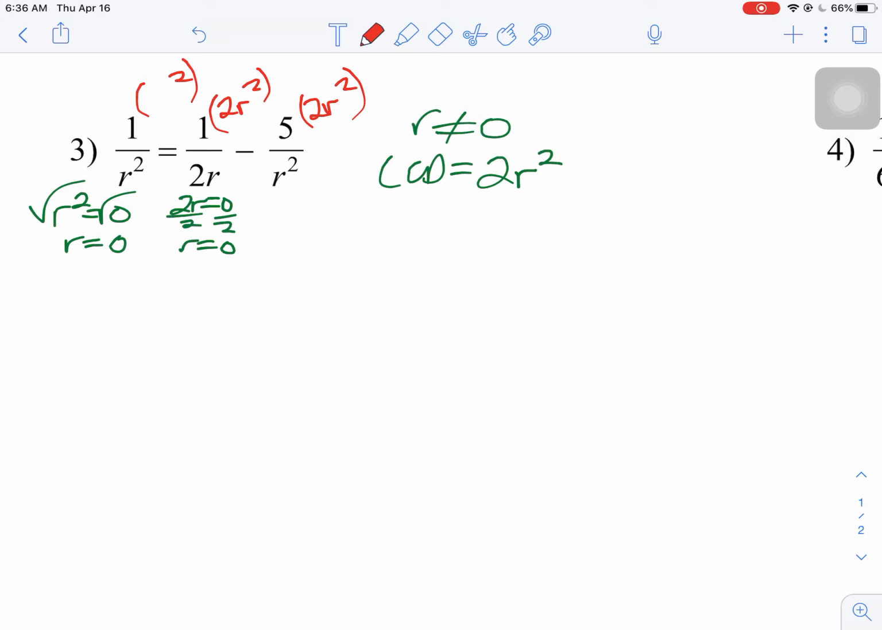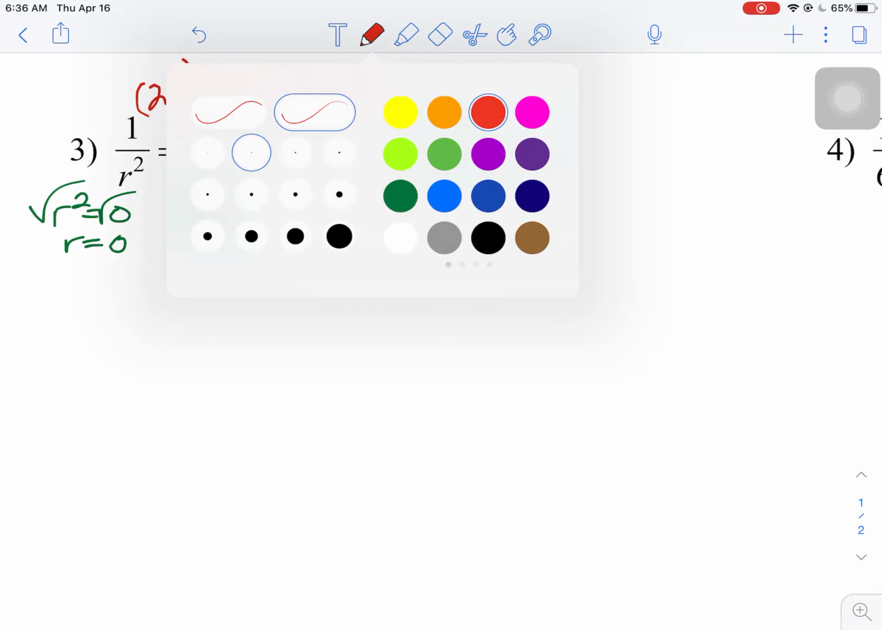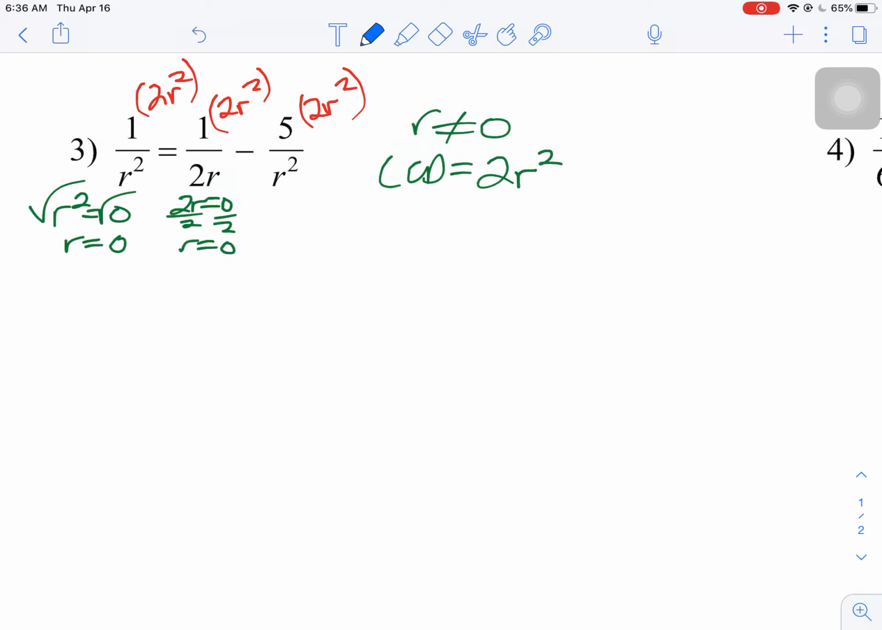And then we're going to cancel some common factors. So in that first fraction, the r squared cancels out with the r squared. In the second fraction, 2 divided by 2 cancels out to 1. And then this r is gone completely, and then this r squared turns into just an r, because r squared divided by r is a single r. And then in that last fraction, r squared divided by itself cancels out completely.